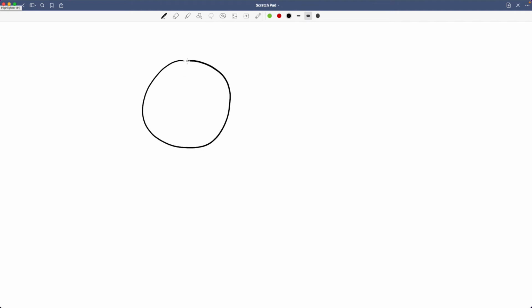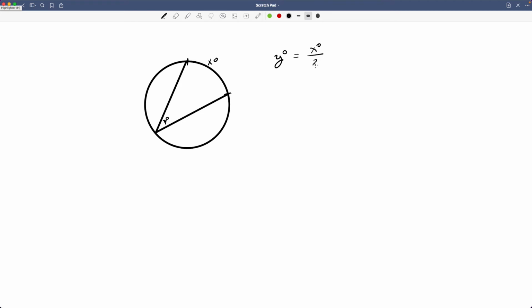And that's that thing where we have a circle and we have an intercepted arc here, and we draw an angle. Whatever this degree of measure is, let's say that's x degrees, and this is y. Y degrees would equal x divided by 2 every single time, right? That's how that works. Here is why that works.